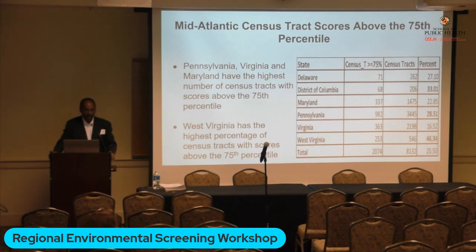What about if I see the percentage from the total census tracts in each state? When I see that, West Virginia comes out the highest: out of the whole 546 census tracts in West Virginia, 46 percent are classified as greater than 75 overall EGI score. This means it's highly affected. Just followed by District of Columbia at 33, Pennsylvania 28, Maryland 22, and Delaware 27.